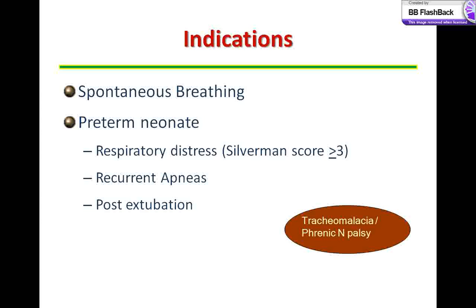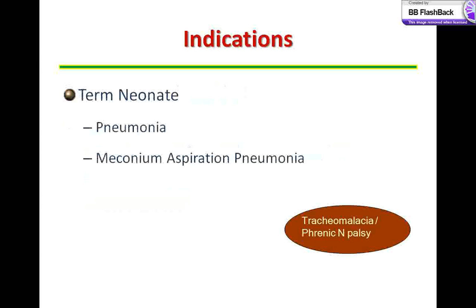CPAP is also started in preterm infants when they have recurrent apneas, or post-extubation from a ventilator, or after an INSURE technique. In a term infant, CPAP is started for hypoxic infants while they receive 100% oxygen. That is, if they remain cyanosed or have saturation less than 85% when they are on 100% oxygen, they may be started on CPAP, or those term infants with a Downes score more than 6 can be started on CPAP. And in term infants, the usual indications for starting CPAP are pneumonia or meconium aspiration syndrome. In meconium aspiration syndrome, CPAP is started especially if the lung volumes are low on the chest X-ray.